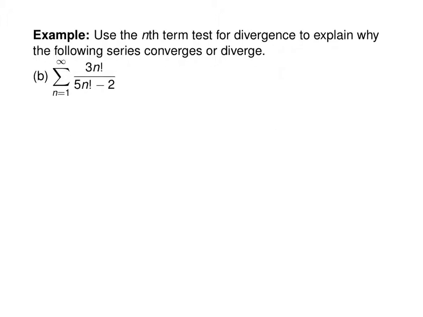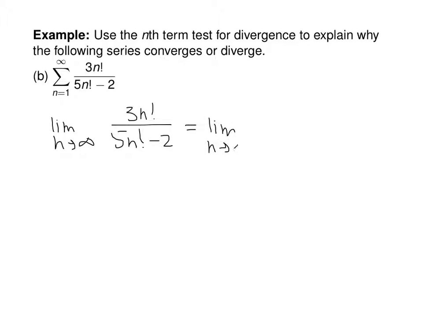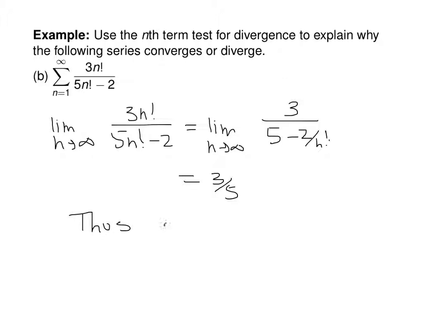And similarly, if we find the limit as n goes to infinity of 3n factorial over 5n factorial minus 2, we can divide top and bottom by n factorial, and we'll have 3 over 5 minus 2 over n factorial, which is 3/5, which is not equal to 0. So, thus, by the test for divergence, the series diverges.